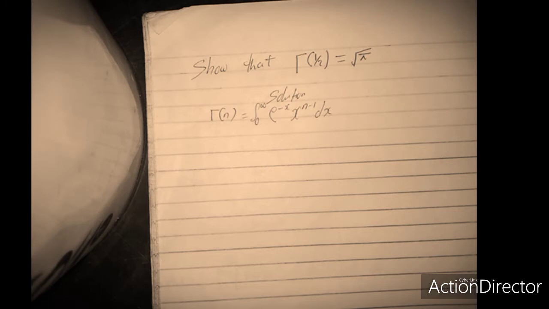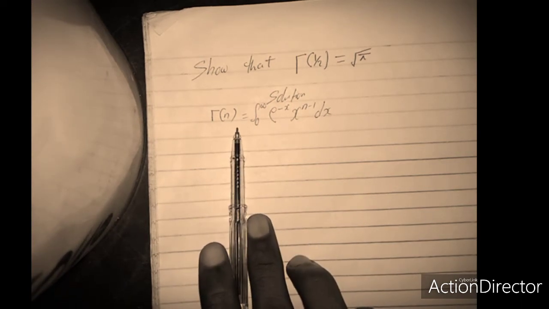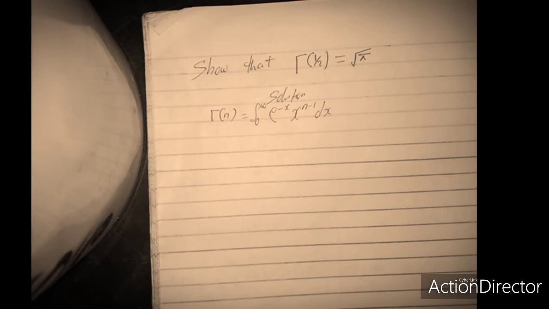In this tutorial video I want to show that gamma half equals square root of pi. So let's get started. The first thing we need to know here is the gamma function, which is gamma n equals the integral from 0 to infinity of e to the minus x times x raised to power n minus 1 dx. So this is what we are going to use. We are going to solve this in 6 steps.